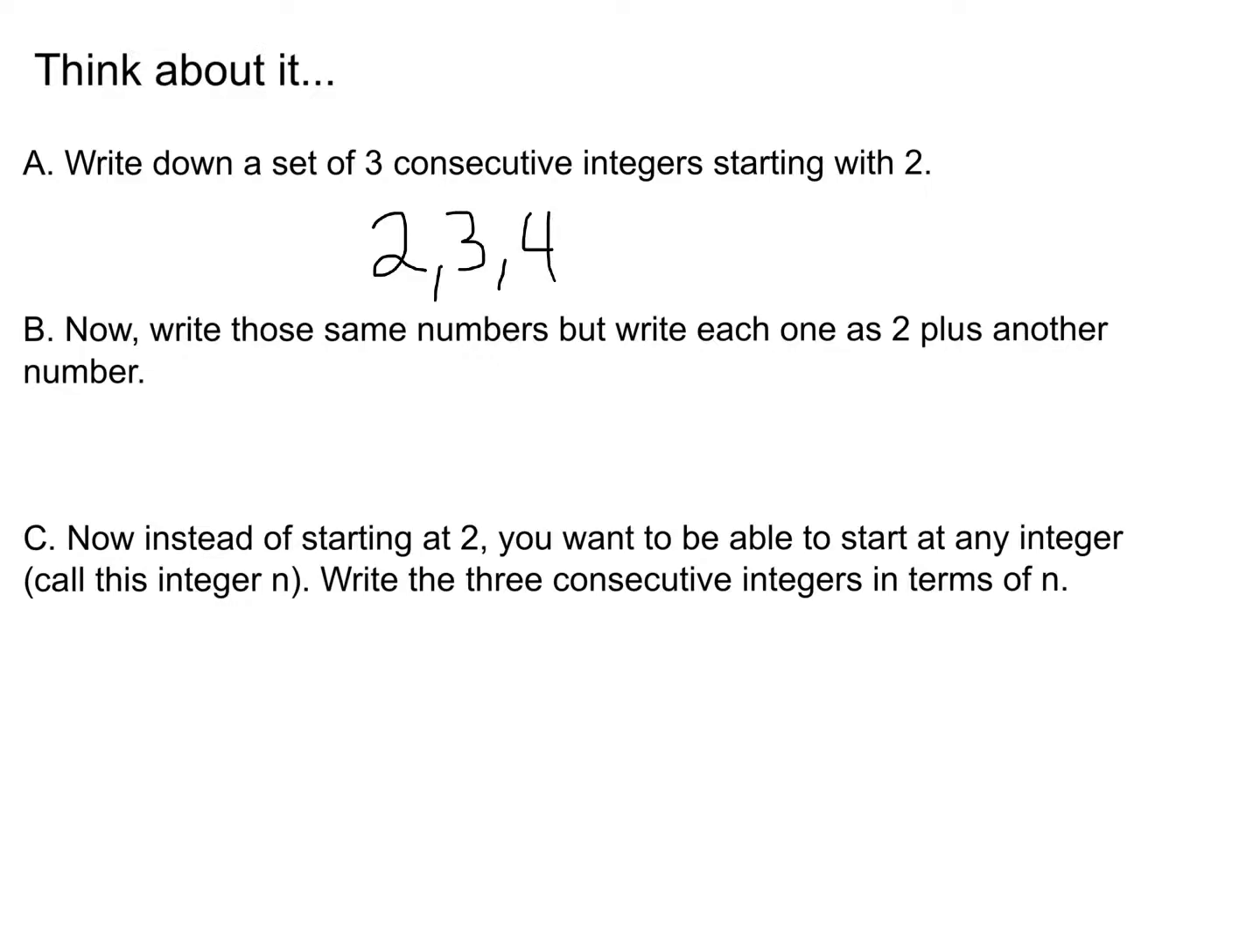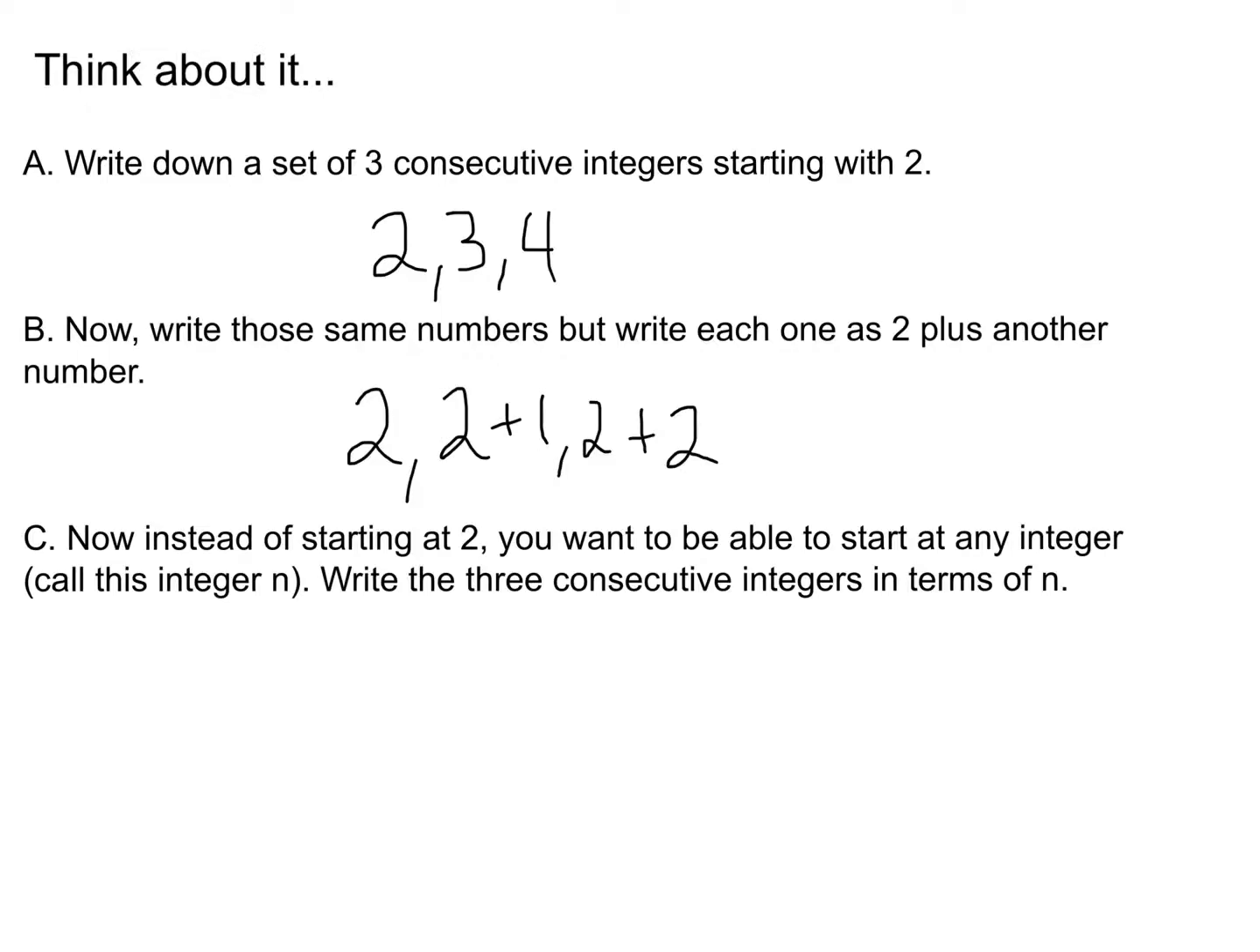And what we want to do is take that one step further. So now we want to write those same numbers, but we want to write each one as 2 plus another number. So let's start with the first one. We have 2. And what do we add to 2? Well, we don't have to add anything. That's just 2. And then we have 3. Well, 3 is 2 plus 1. And then the number that comes after that, 4, is going to be 2 plus 2. That's interesting. But the reason we do that is so we can see the structure that's happening.